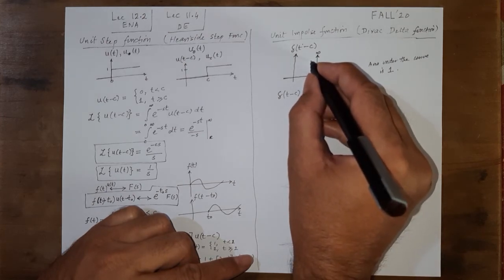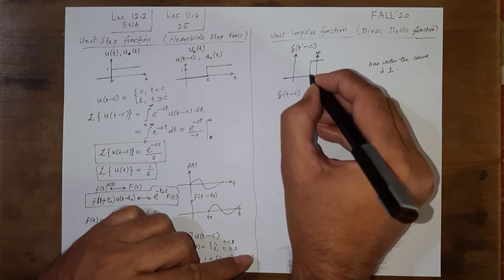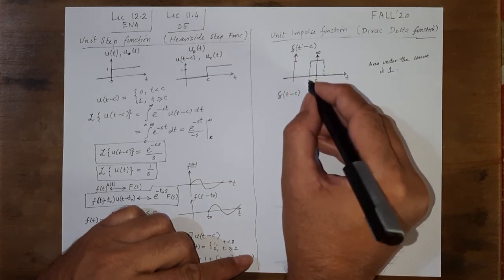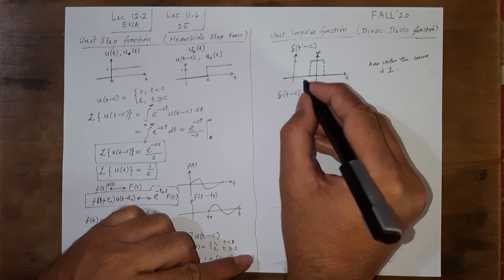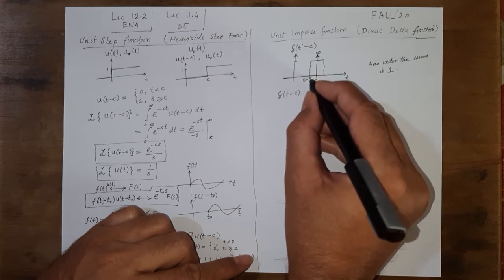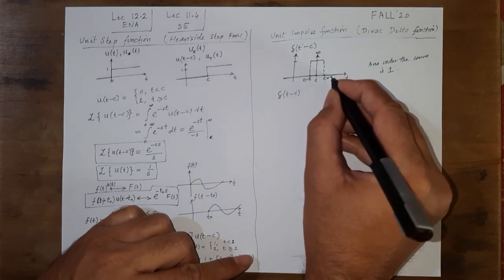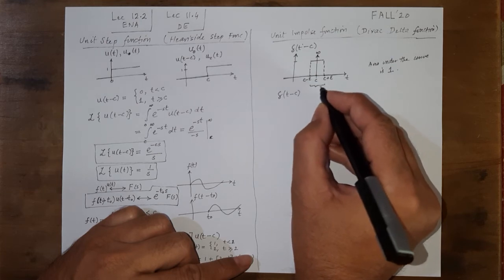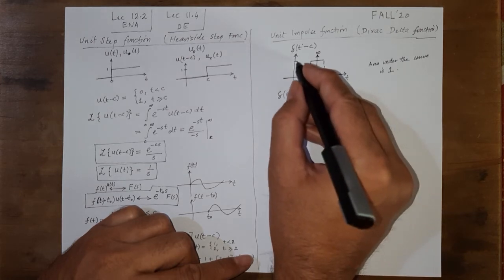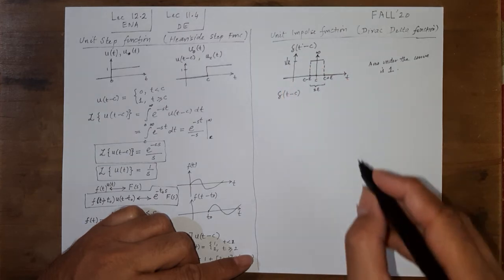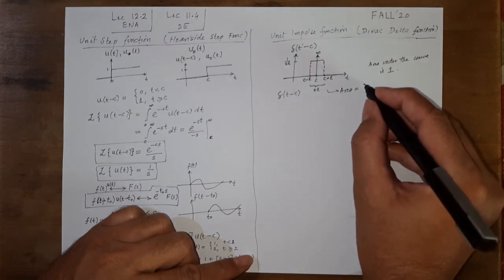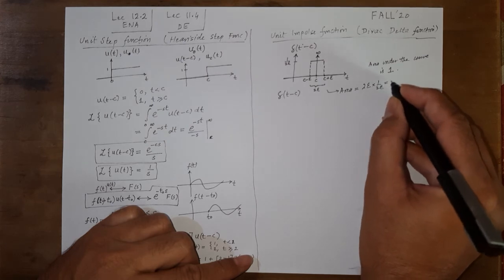So suppose we have a function which is some value in a short span of time. So suppose this distance is epsilon, so c minus epsilon is this point. This point is c plus epsilon. So what is the width of this pulse? The width is 2 epsilon, and if the height is now 1 over 2 epsilon, you can see the area of this rectangular pulse will be 2 epsilon into 1 over 2 epsilon, which is 1.